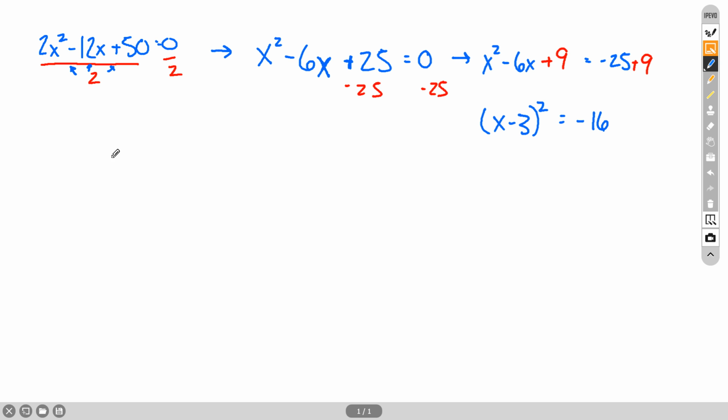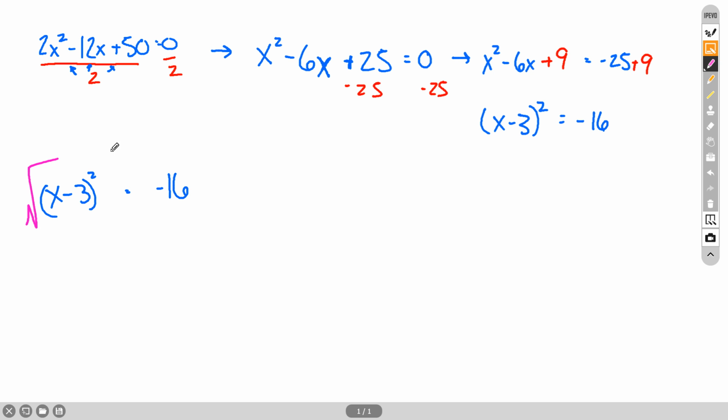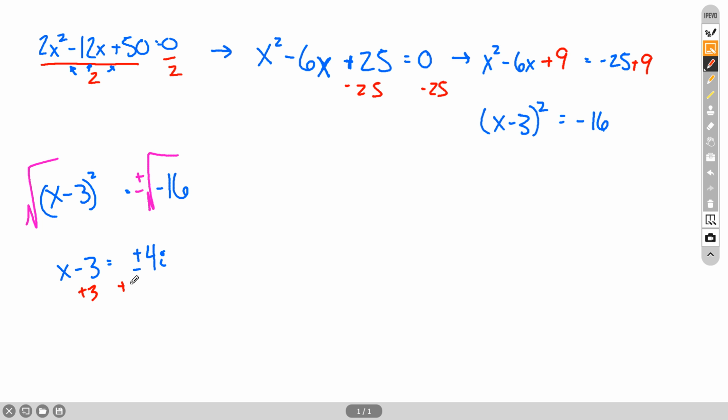Alright, so what I want to solve here is x minus 3 squared equals negative 16. So, square root both sides. Don't forget plus or minus. It's going to leave me with x minus 3 equals plus or minus 4i. Alright, let's get that 3, so add 3. So x is equal to 3 plus or minus 4i.